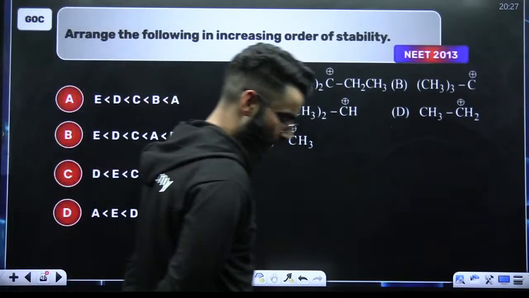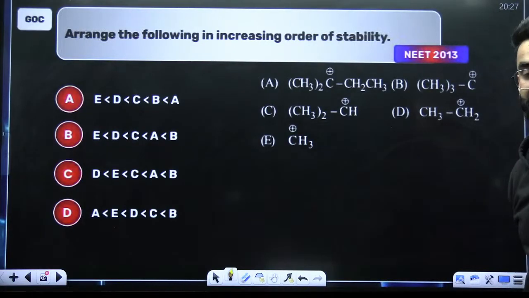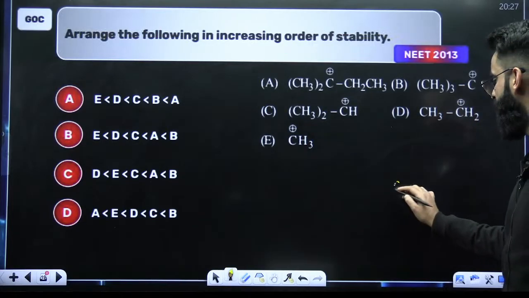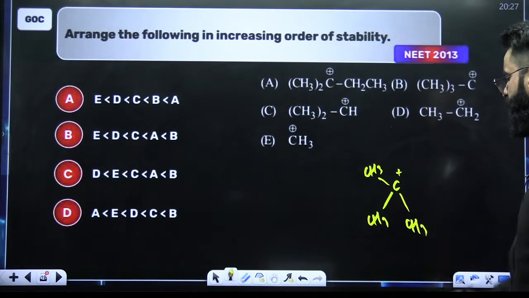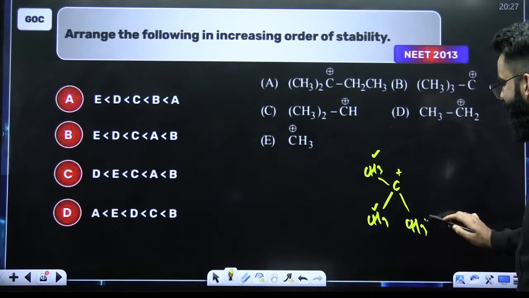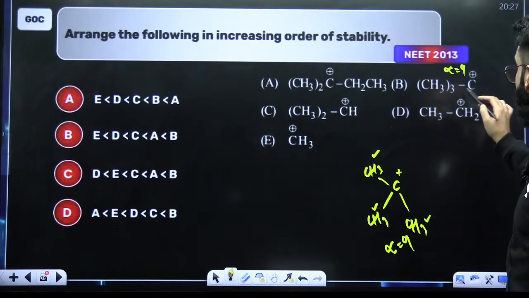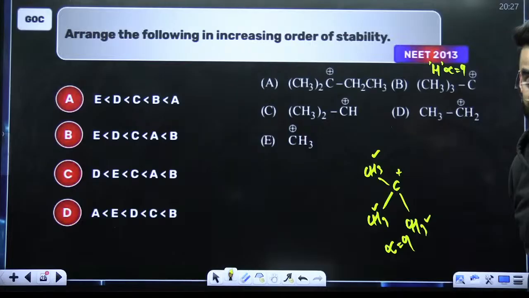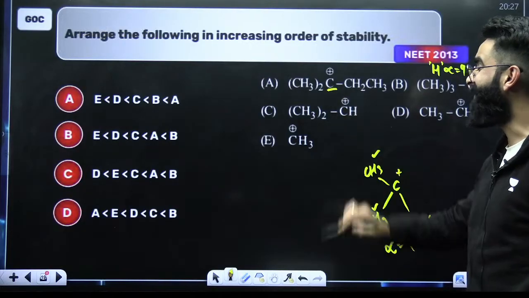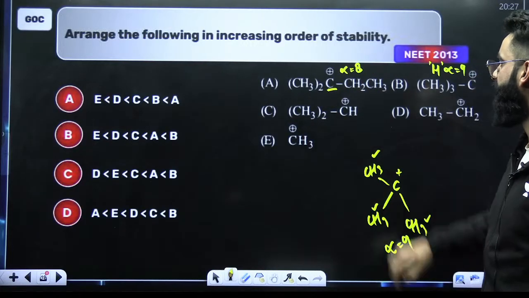So if I ask you, where do you find maximum alpha hydrogens among the following options? If you look at the second option, it is C positive, CH3, CH3, CH3, perfect. So 3, 6 and 9. These are the 9 alpha hydrogens which we have got here. So this particular carbocation is stabilized by 9 alpha hydrogens, which is the maximum among all, right? If you look at this particular carbon, it is being stabilized by 3 and 3, 6, 6 to 8. It is stabilized by 8 alpha hydrogens.